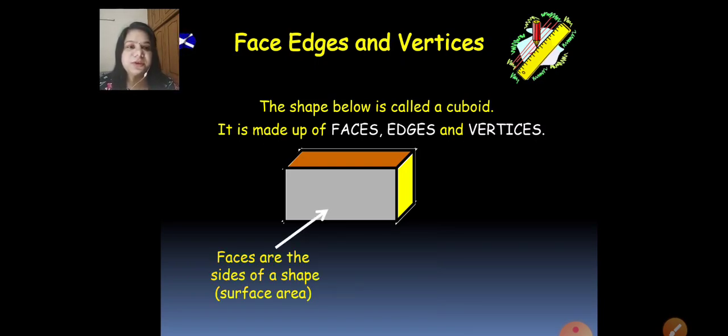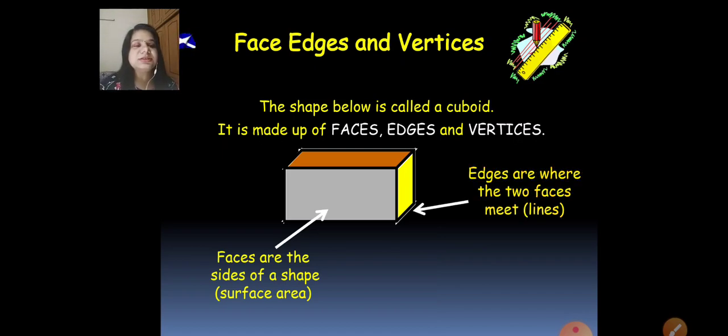This is a face, a side of a shape, the surface area. That is the face. And the line segments where the faces meet each other, the lines you must see, these line segments are called edges of the solid.